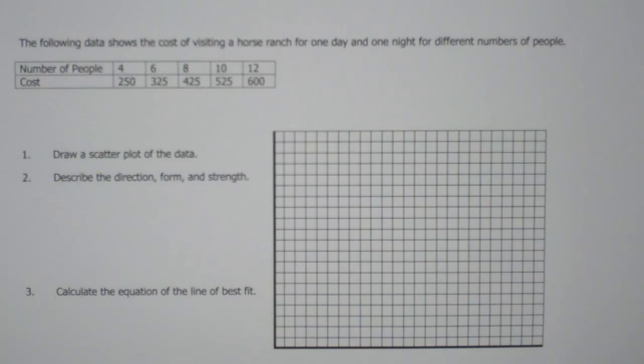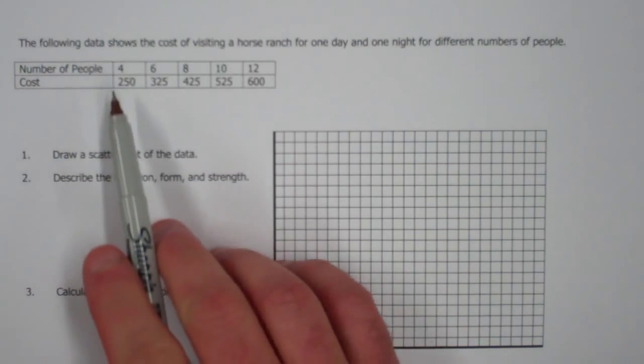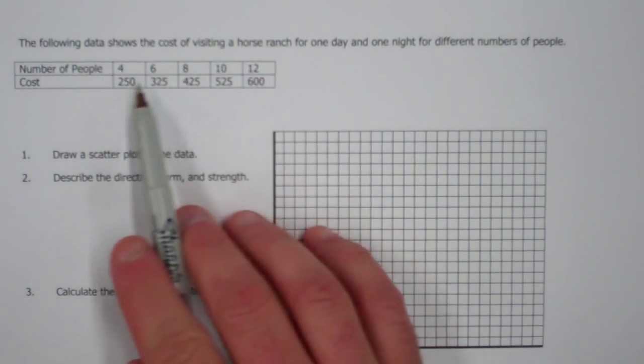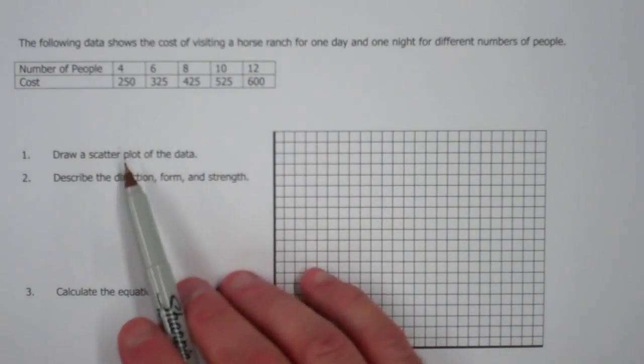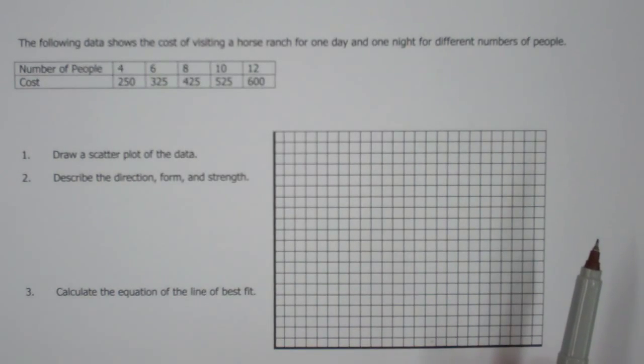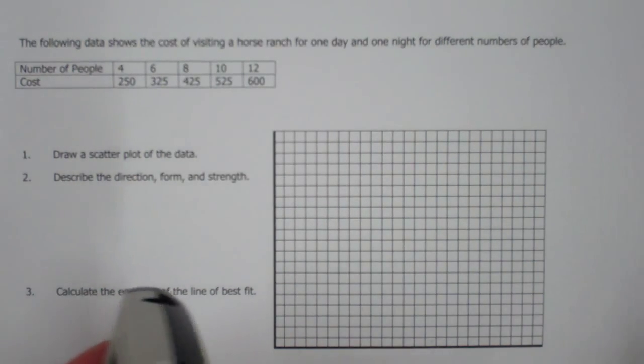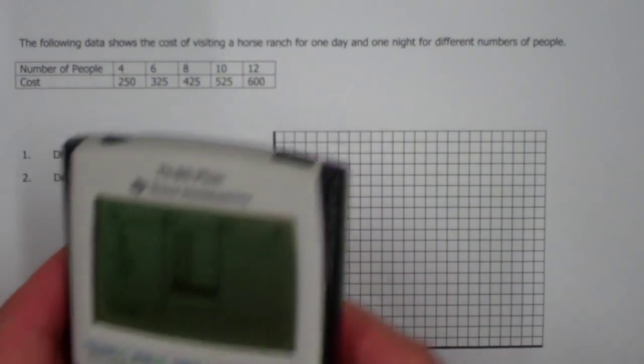The following data shows the cost of visiting a horse ranch for 1 day and 1 night for different numbers of people. And we can see here on the top that the number of people goes 4, 6, 8, 10, 12, and then here's the cost. We're going to draw a scatter plot of the data, but I'm actually going to have my calculator do that for me. You can make a hand-drawn one if you'd like.